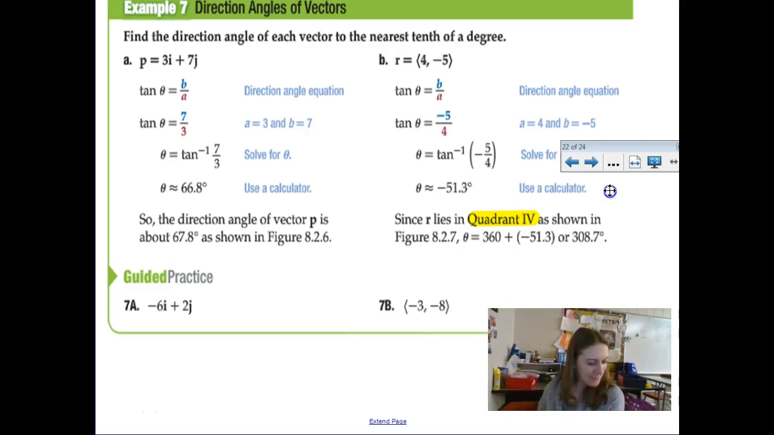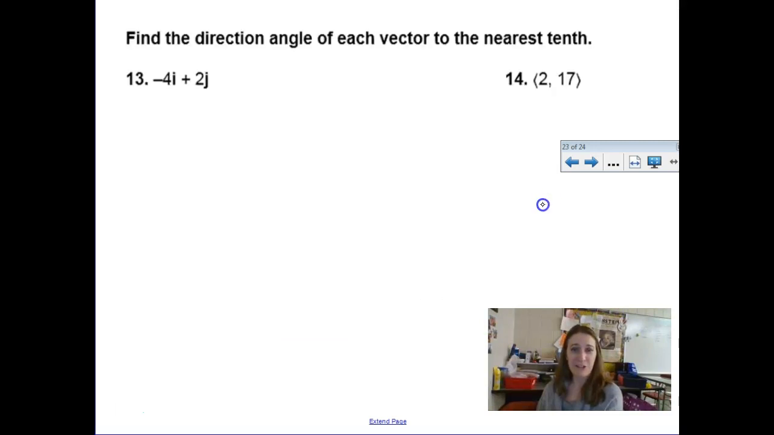Alright, find the direction of each vector. Okay, so this next set, they're going to give us those weird little linear combination formulas for our vector. And you know me, I'm going to draw it out because this isn't very exciting to me. So this is the vector negative 4, 2. That's a little easier for me to think about. So negative 4, 2 would be like right here.